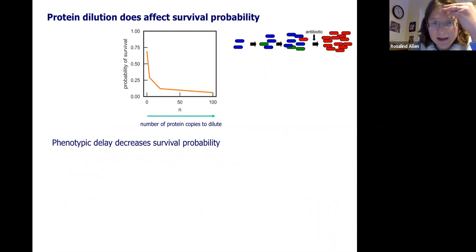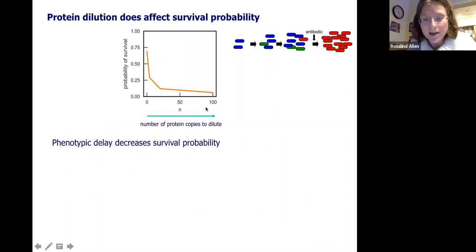So when we simulate phenotypic delay due to protein dilution, it turns out that the probability of survival of this population does decrease as the phenotypic delay increases, or in other words, as we increase the number of protein copies to dilute. So as you have a longer phenotypic delay, you're less likely to survive this antibiotic, the population is less likely to survive the antibiotic challenge.